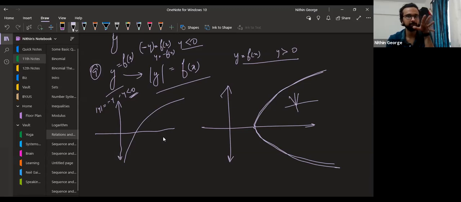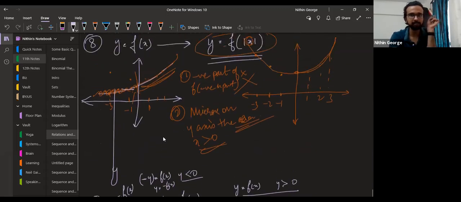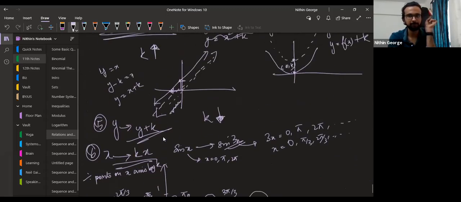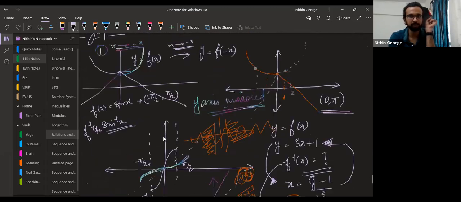But be aware that this is not a function anymore. When I say mod y equal to f of x, it stops being a function. Why? For a value of x, there will be two values of y. We discussed the conditions for a function, right? Till now, everything else was a perfectly fine function, in all these above cases.